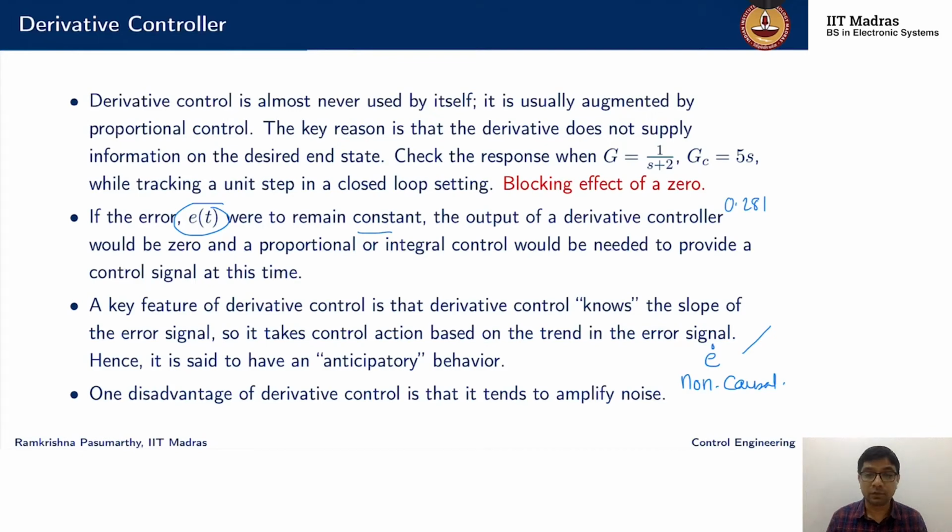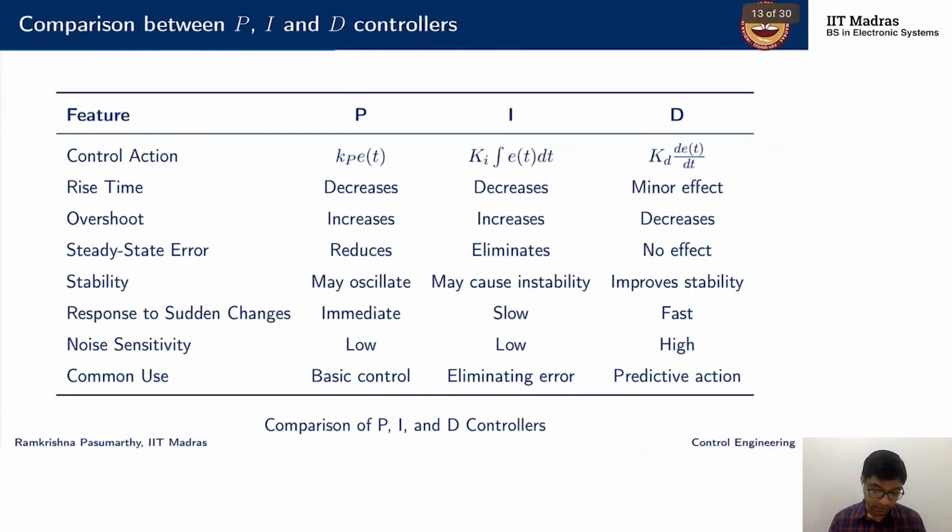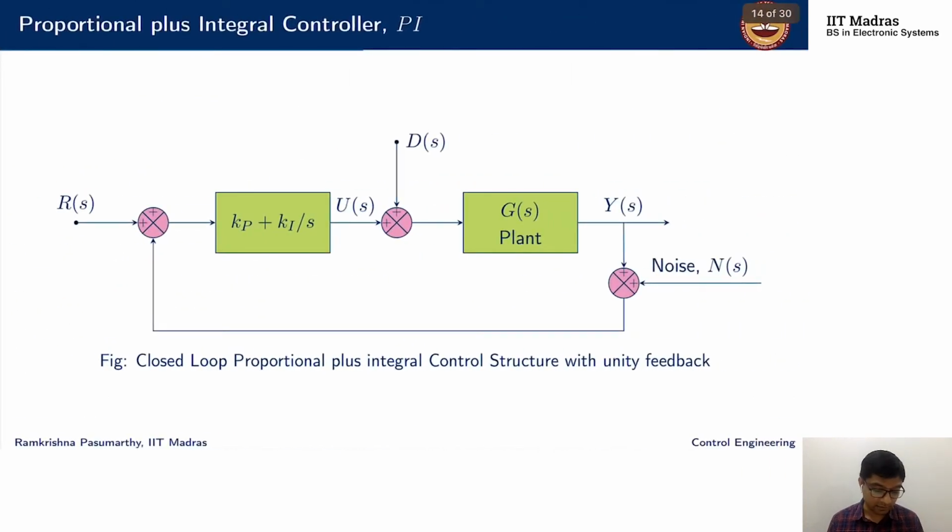Okay, so it can have anticipatory behavior. Of course, it's a non-causal system. You can see, right, five times s. So of course, all the time practitioners complain of derivative control is that it usually tends to amplify the noise. Noise by itself is unwanted. Amplification of noise is even worse. Okay, we'll come back to the comparison a little later.